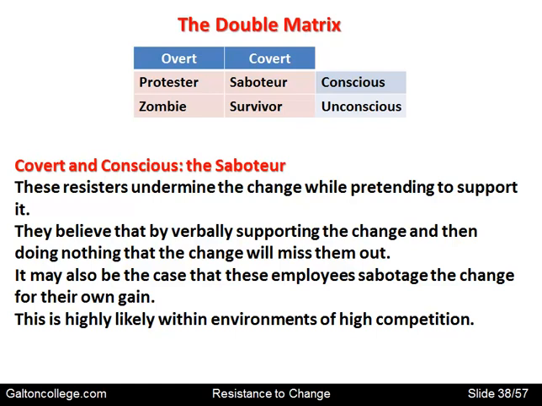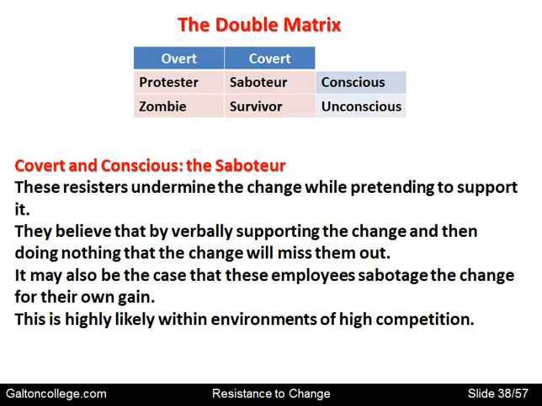Now that's highly likely within environments of high competition. When there's a lot of competition in the environment, employees are fighting for recognition. And when I say competition here, I mean competition within companies for positions, for careers, for particular jobs. Many people want promotion and so on. Then you'll get planning of this nature.